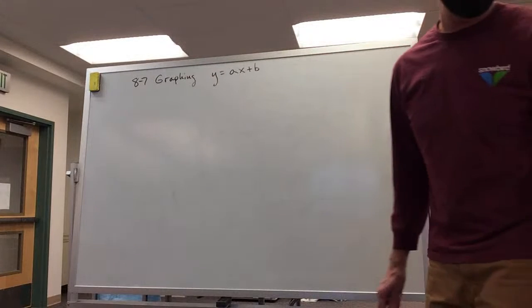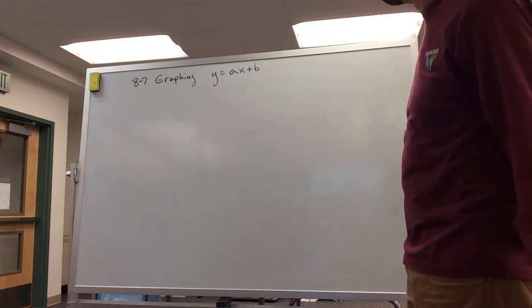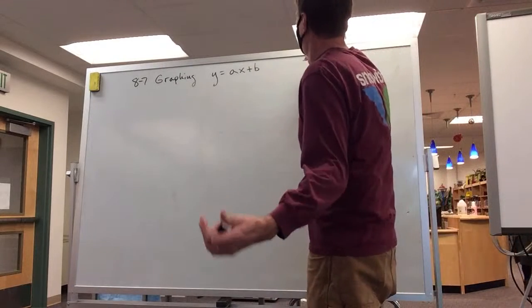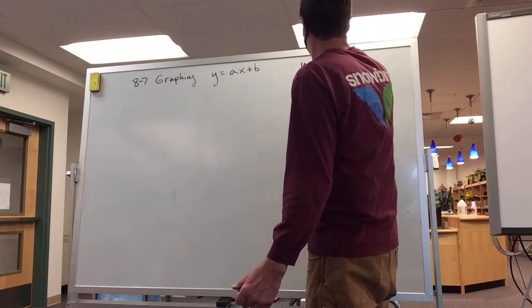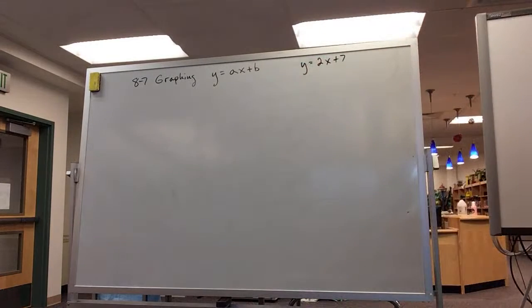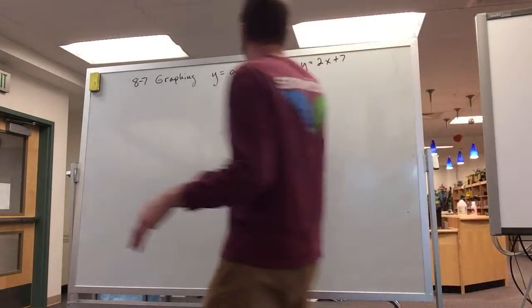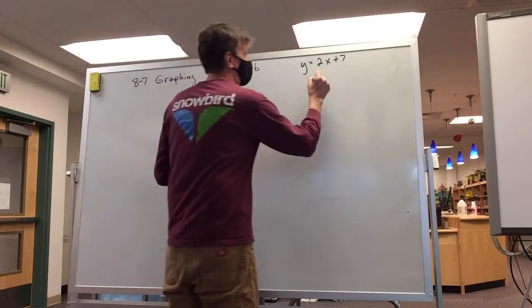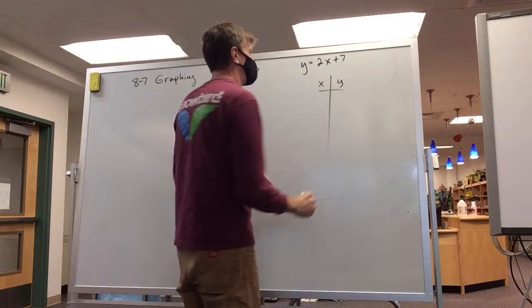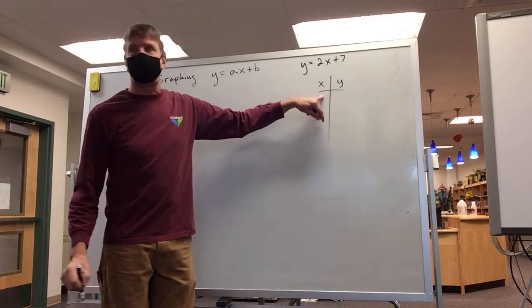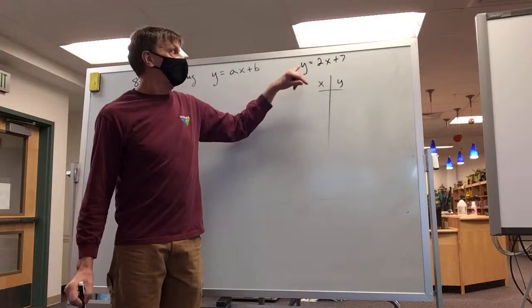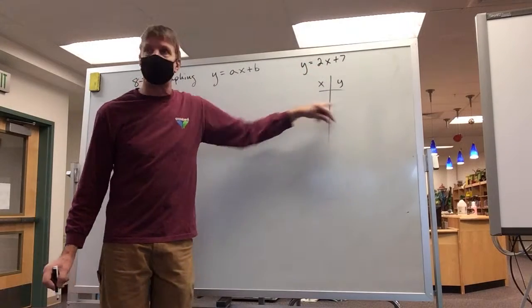All right, so graphing y equals ax plus b. For example, 2x plus 7. So the a and the b are numbers. When we write an equation, the y and the x stay y and x. So the idea is that we have two variables. So one way to think about this is if x has some value, we can figure out what the y value is that goes with it.